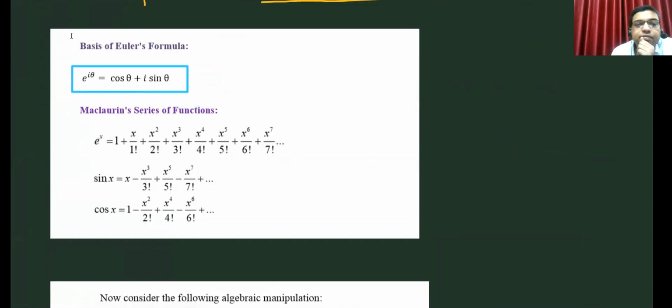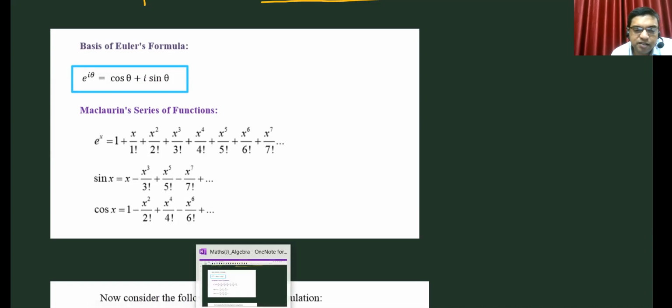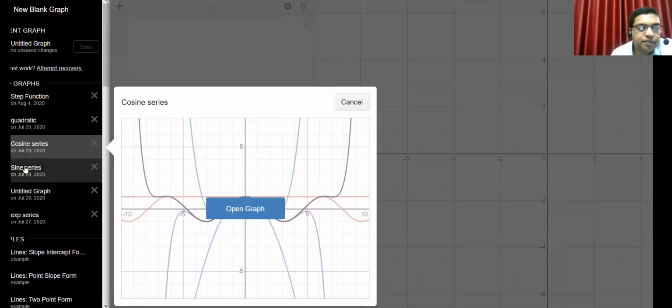Now let us see. There are Maclaurin series of functions. Maclaurin series is derived from a Taylor series. Now, you see the sin x. Sin x can be approximated by a series expansion: x minus x cube by 3 factorial plus x power 5 by 5 factorial minus x power 7 by 7 factorial plus x power 9 by 9 factorial minus x power 11 by 11 factorial, and so on. Now, how is that true? Let us see this. I'll just show you with a grapher.